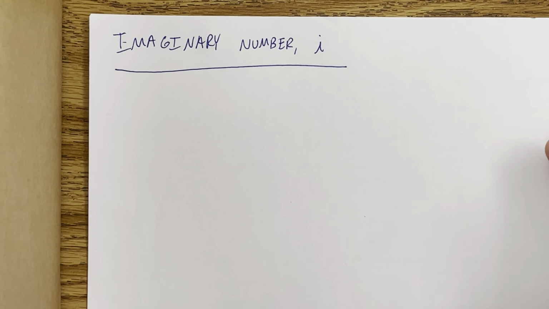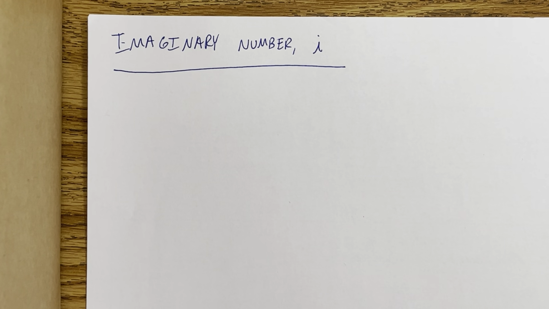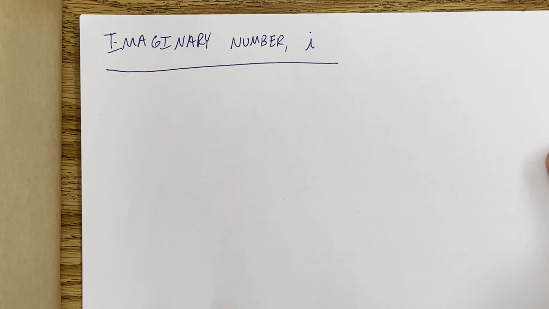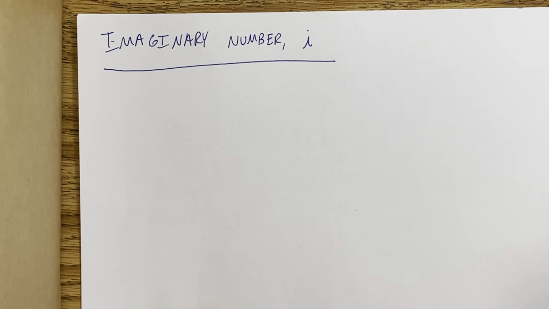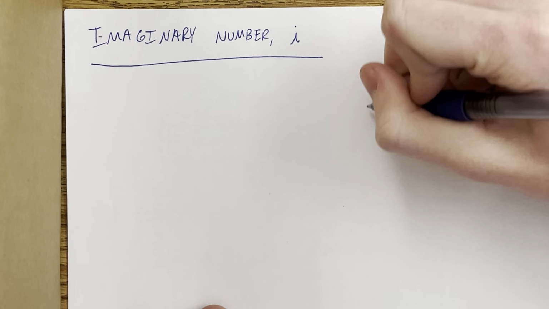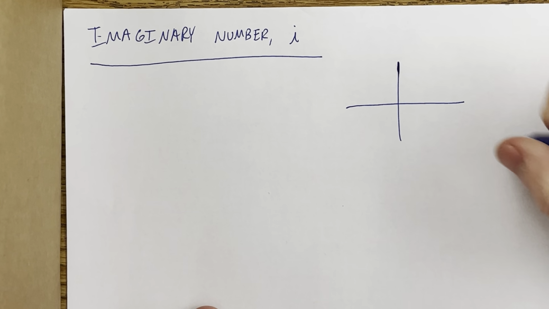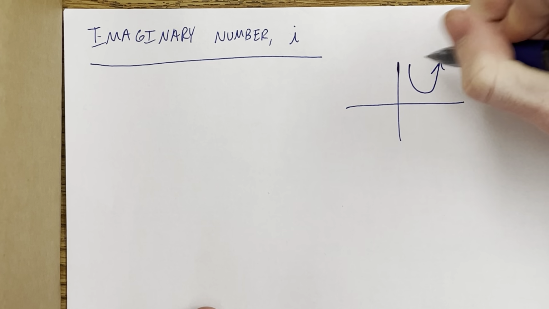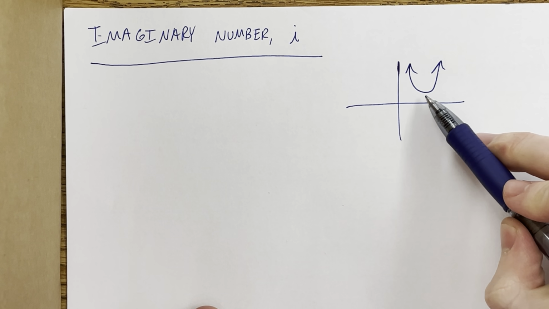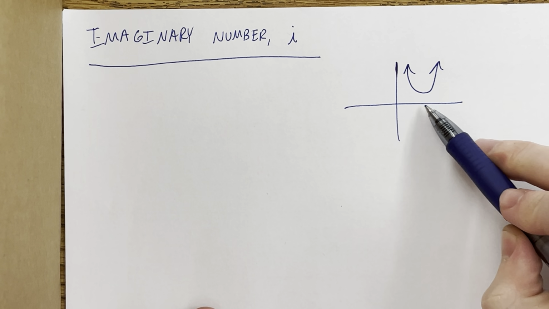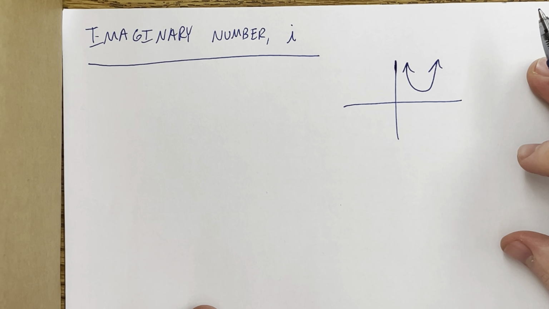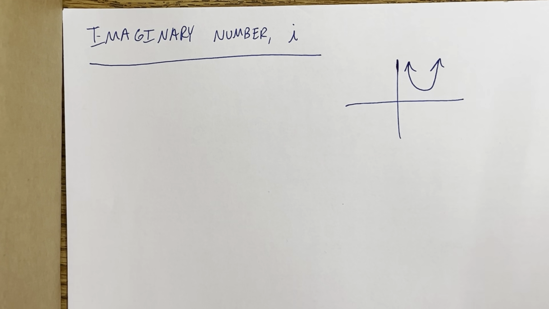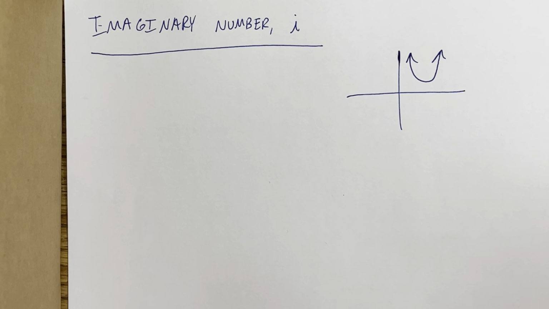Okay, so we're going to talk about imaginary numbers and what it means to have an unreal solution or a non-real solution. So this happens when you have a parabola that does not have x-intercepts. Say we have a parabola that looks like this. We would say it has no real solutions because it doesn't cross this x-axis. There are no x-intercepts. And because of that, there are no real solutions.